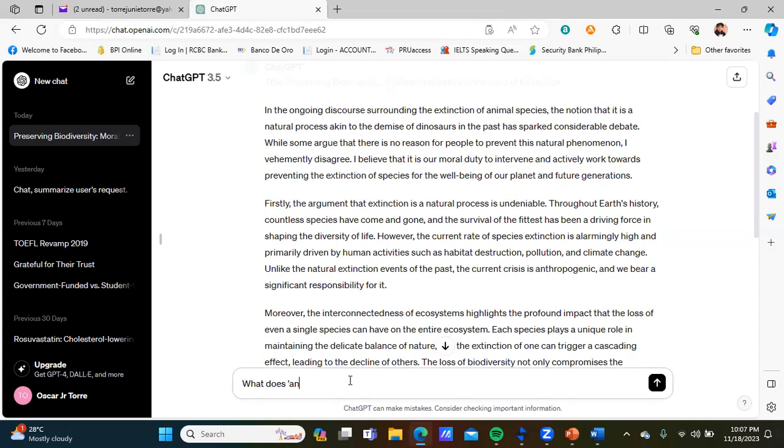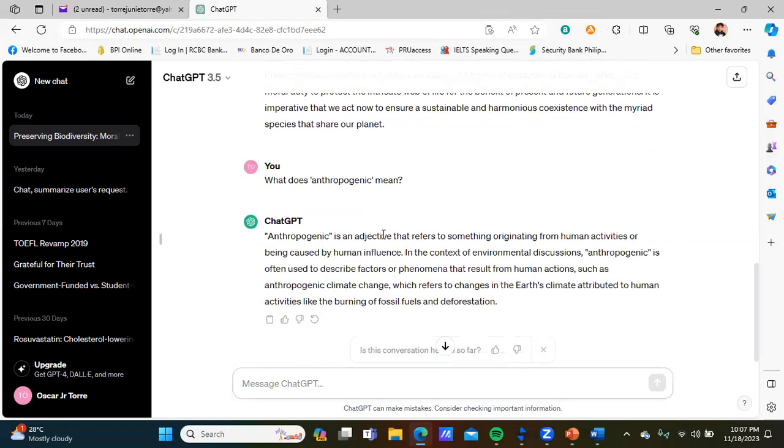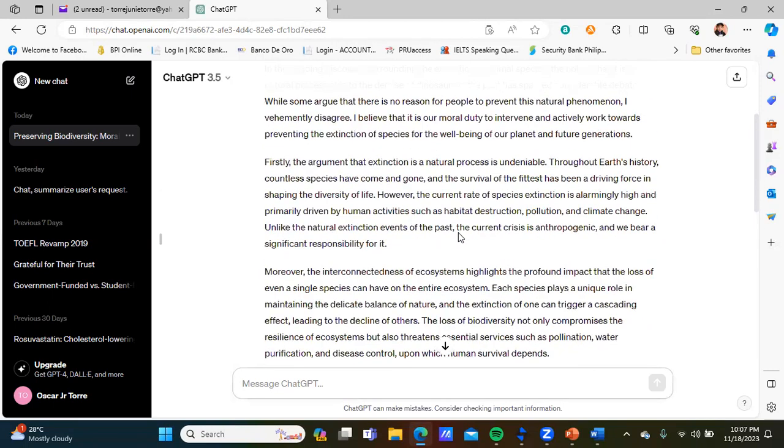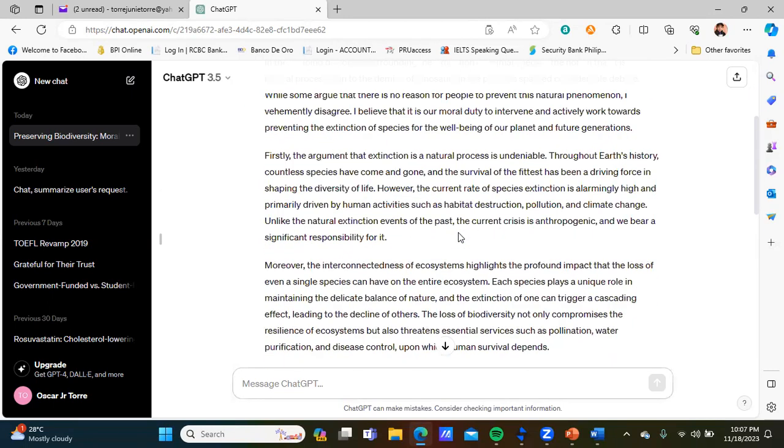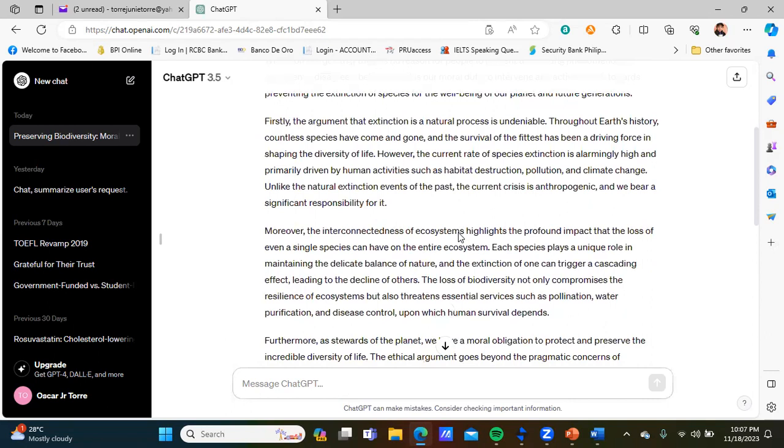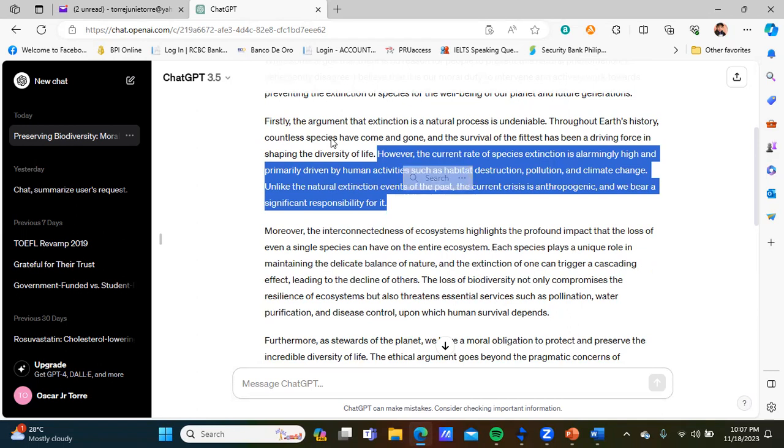What does anthropogenic mean? What does it mean, chat? Oh, something originating from human activities or being caused by human influence. Whoa, what a nice word. Let's use that as the word of the day, guys. Word of the day. So guys, that's the kill. There it is. Kill that argument.